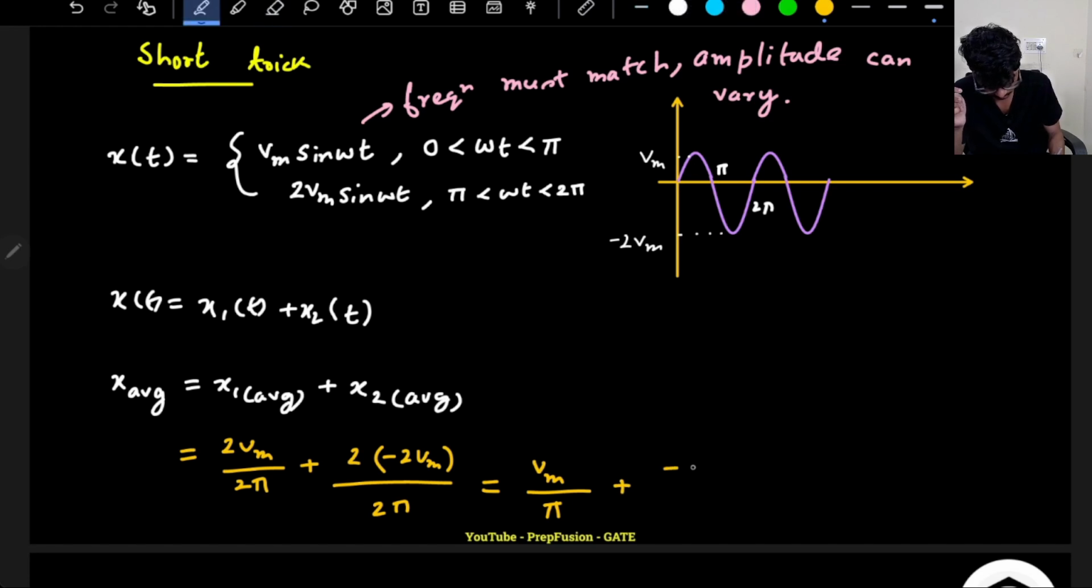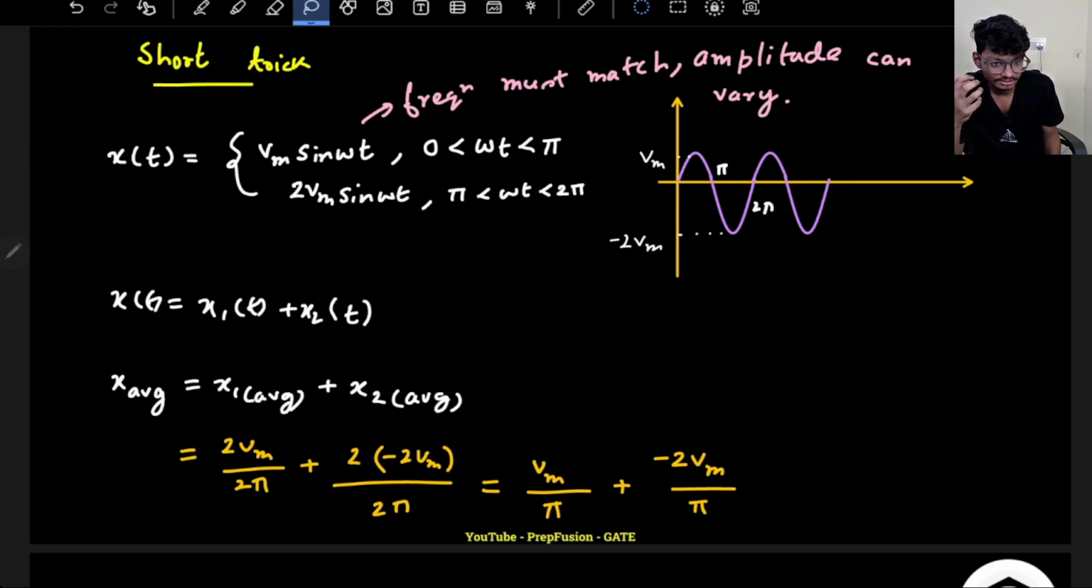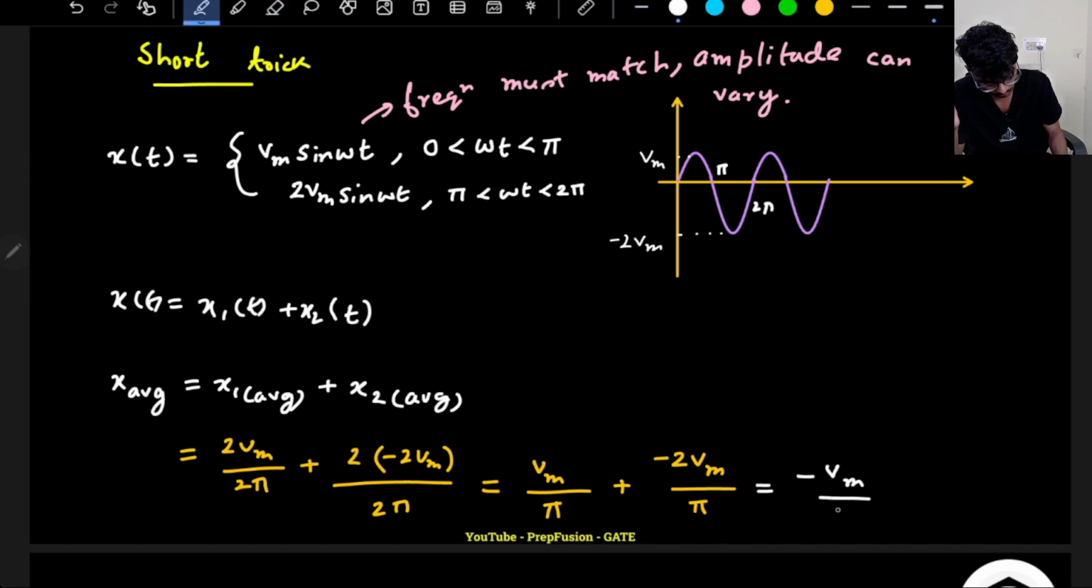and minus 2 Vm by pi. So what does the final value come out to be? The final value comes out to be minus Vm by pi, okay. So yeah, that is the answer basically. That is the answer in this particular question.